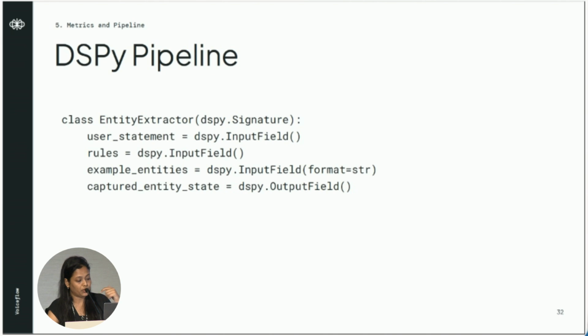For example, I'm 21 years old. The example entity would be age and then a random value. And captured entity state is the output, which says what entity is captured, whether it is age, and also what the state of the conversation is. Is it fulfilled or is a reprompt required? That also constitutes the output.